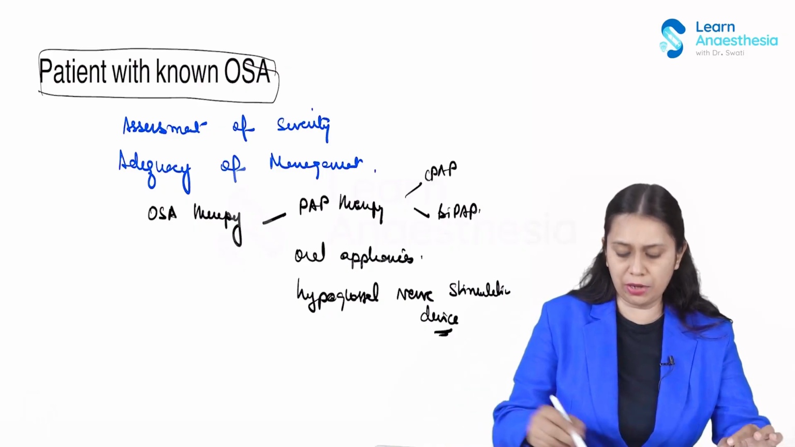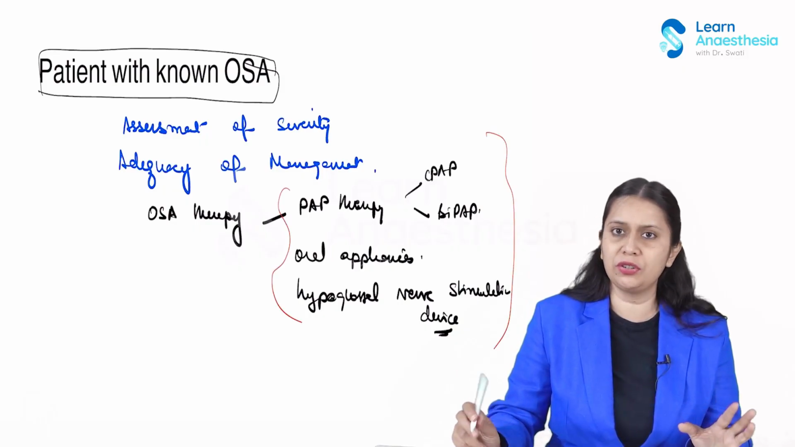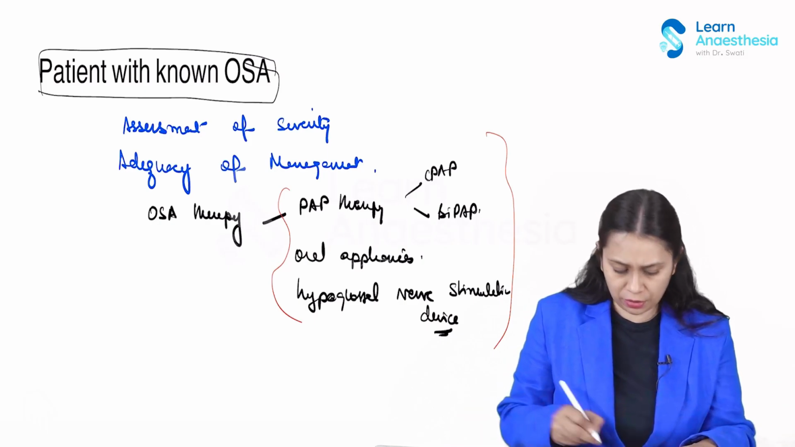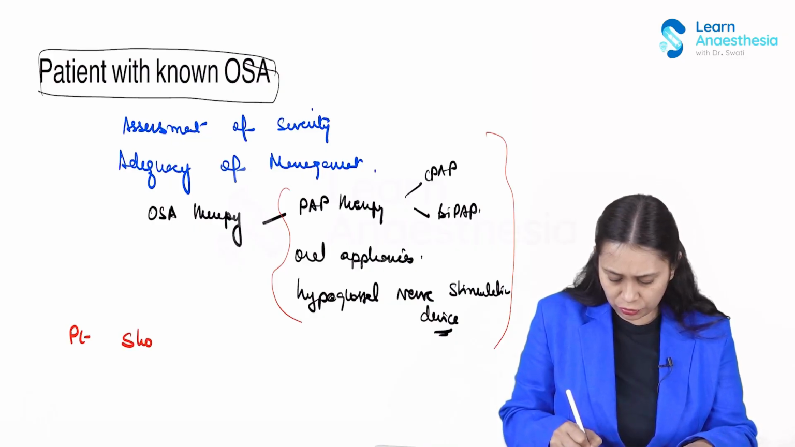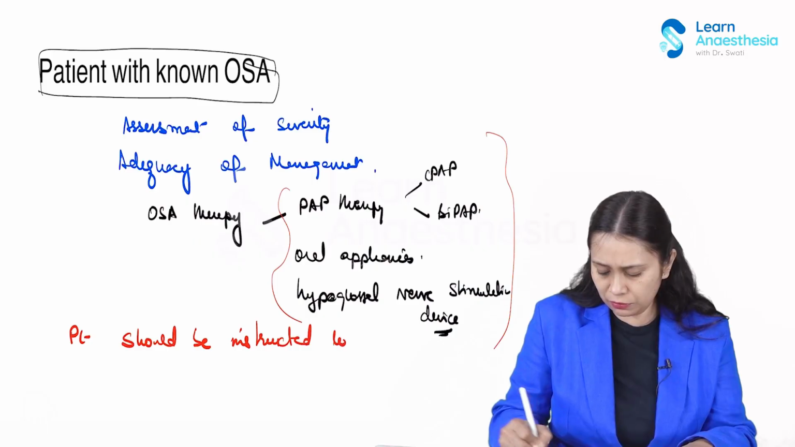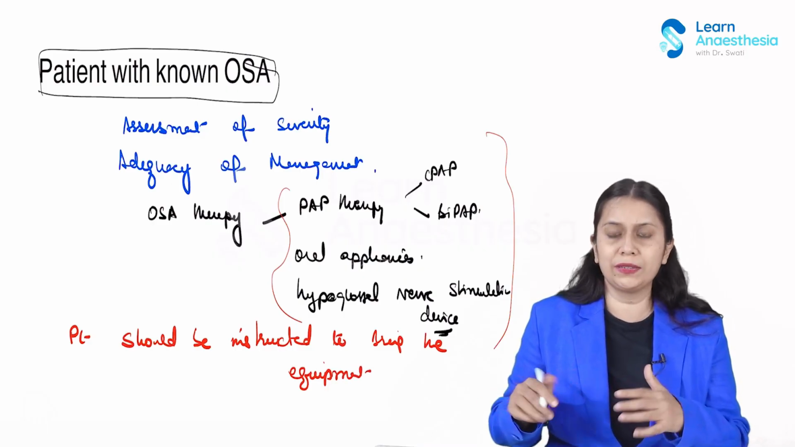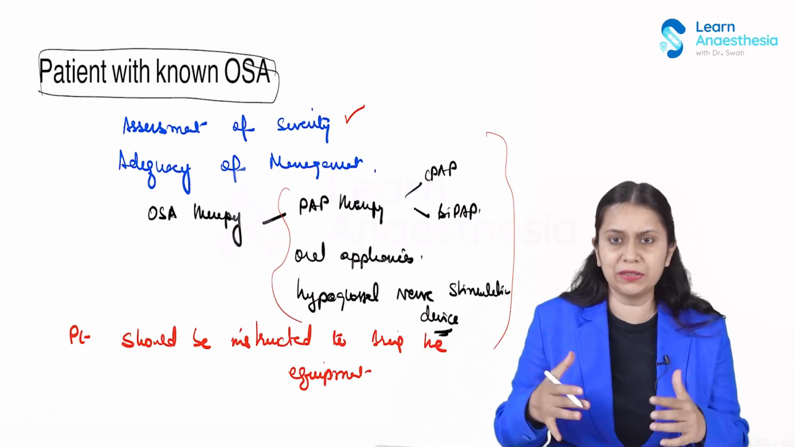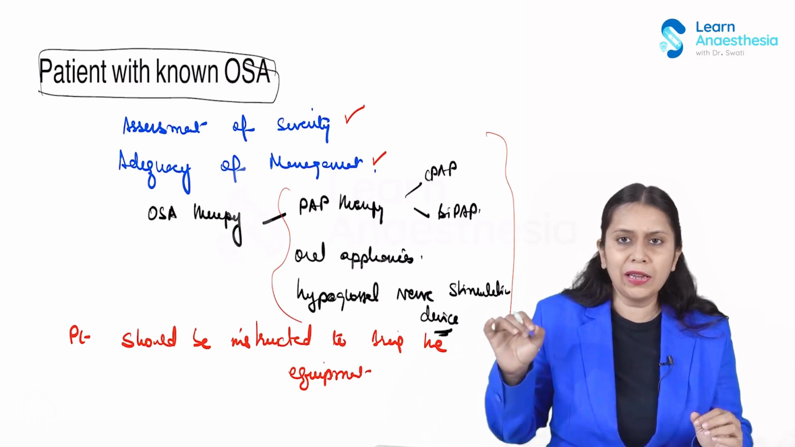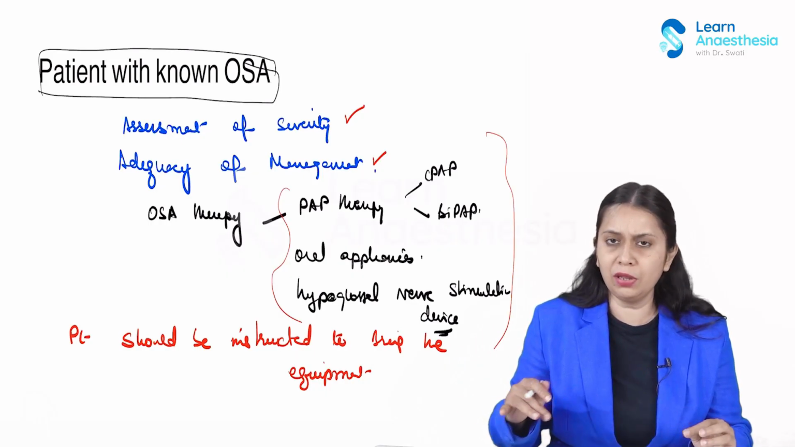So patient should be instructed, so I am writing in red, patient should be instructed to bring any of the therapies the patient is on to the hospital when they are coming, because we would need to use them in the perioperative period. So patient should be advised, instructed to bring the equipment, right? So this is what we have to do in patient with known OSA. We have to see the severity of the condition at present. We have to see the adequacy of the management, what are the management things which are being done, and whatever is the management and the appliances the patient is on, we need to know about it, and we should instruct the patient to bring it to the hospital.